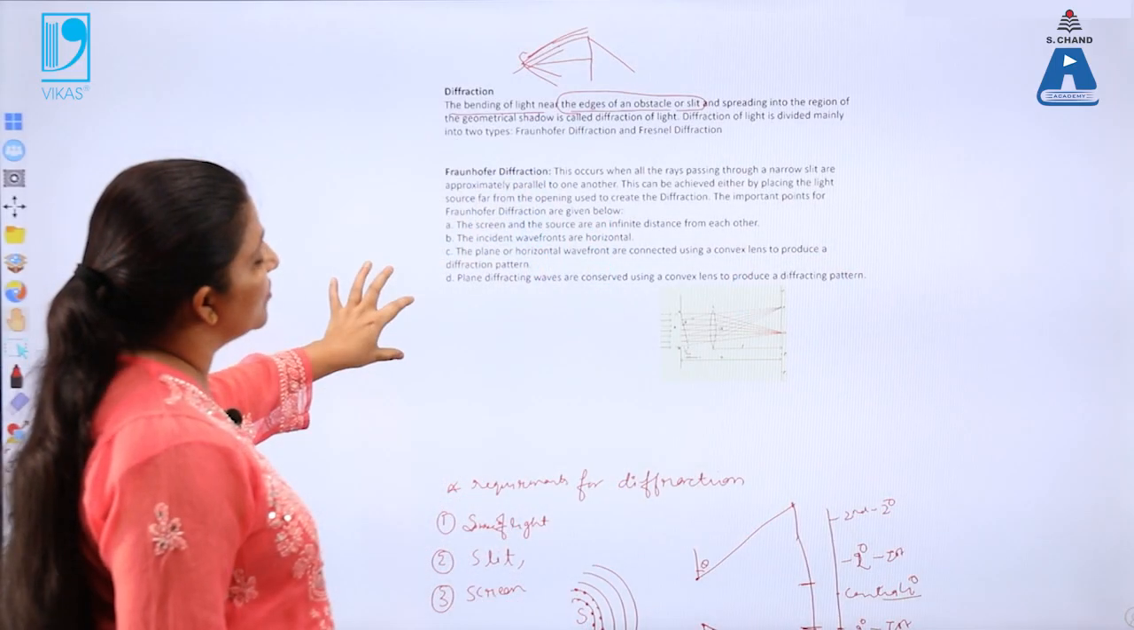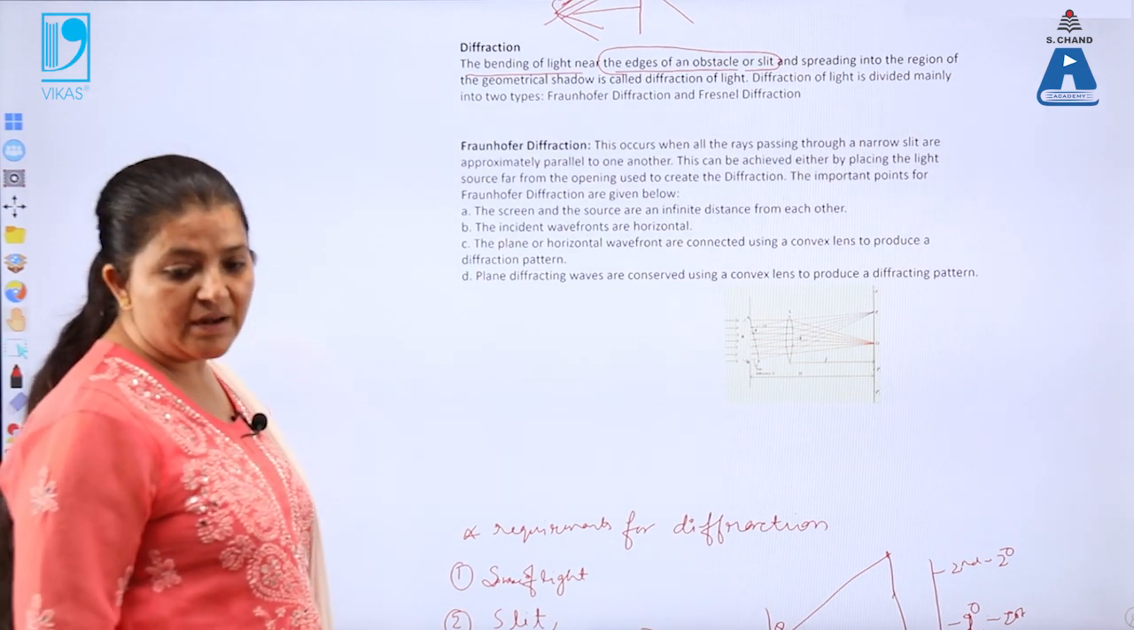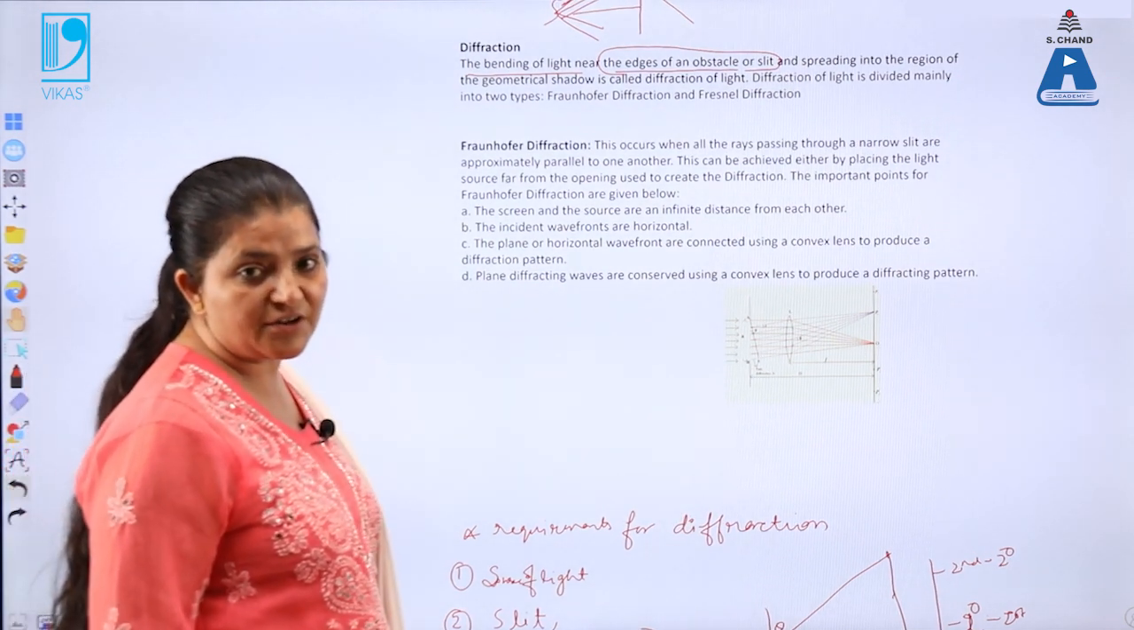Welcome back to S. Chand Academy. Before going to break, we have studied what is a diffraction, and that is a bending of light, and the difference between the interference pattern and the diffraction pattern. Now we will understand the two types of diffraction, that is the Fresnel and Fraunhofer diffraction. Now the diffraction is of two types, one is Fraunhofer diffraction and the second one is Fresnel diffraction.